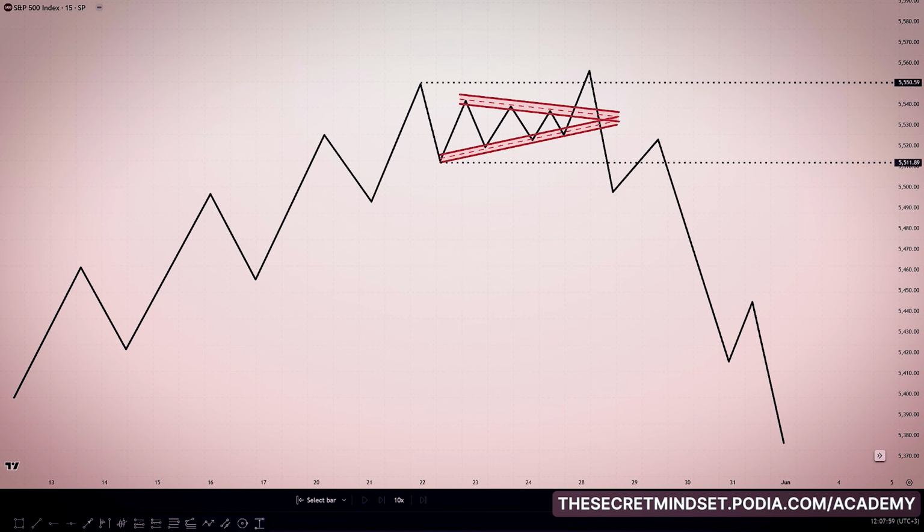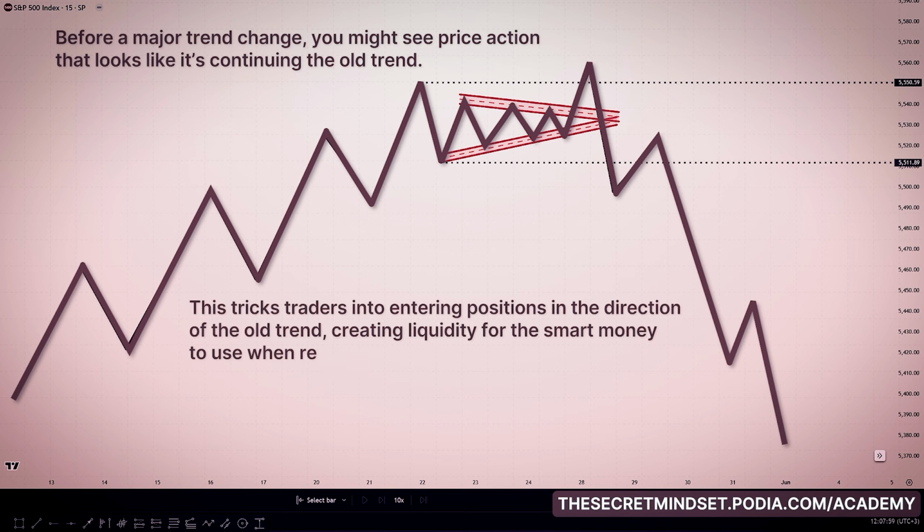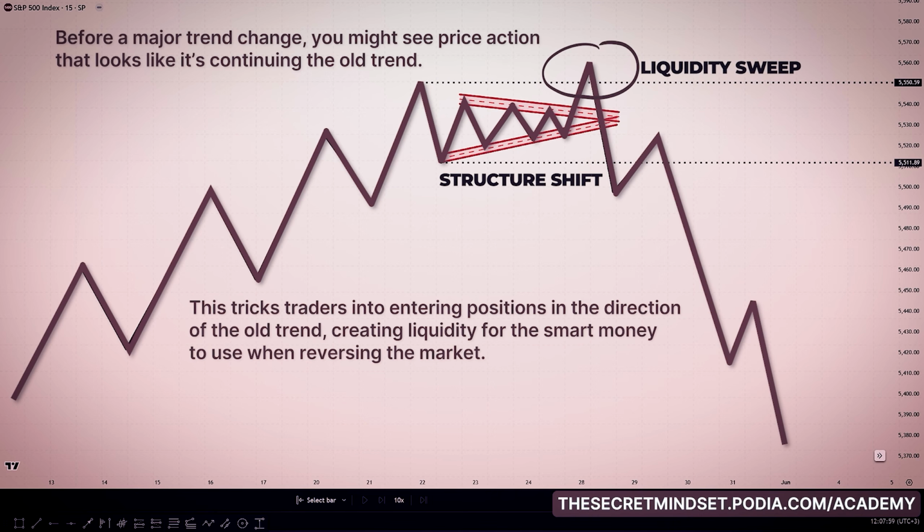For example, before a major trend change, you might see price action that looks like it's continuing the old trend. This can trick traders into entering positions in the direction of the old trend, creating liquidity for the smart money to use when reversing the market.